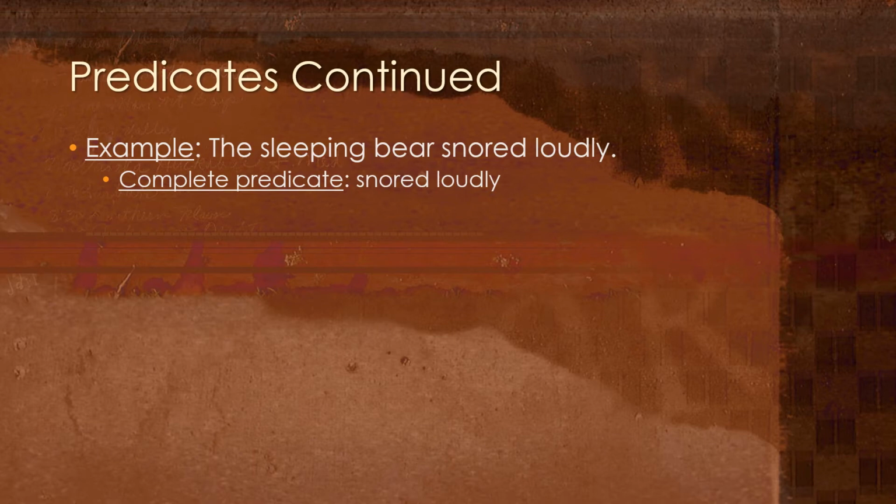Snored is our verb, and loudly, just like we talked about in our first lesson, ends in ly, so it's very easy to recognize it as an adverb. And if we remove the adverb now, we're left with the simple predicate, snored. So sometimes sentences like this are very easy to diagram. Sometimes you can tell very easily what the complete and simple subject is and the complete and simple predicate.